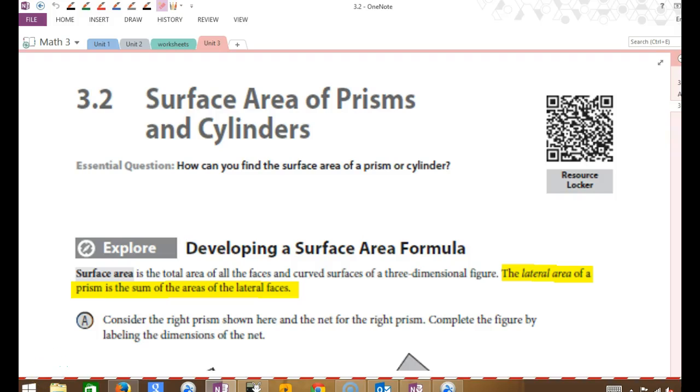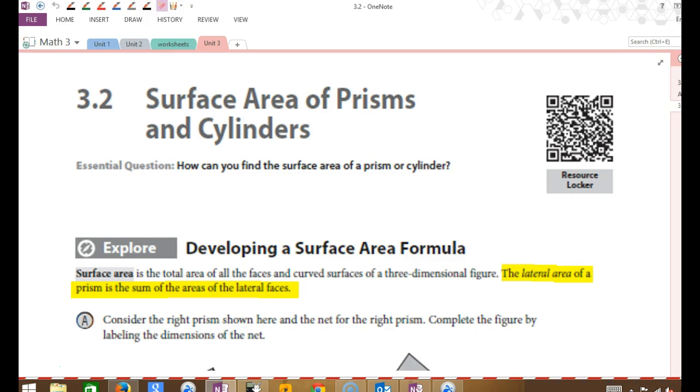Right, so 3-2 is surface area of prisms and cylinders. Okay, so we're just going to go over finding the surface area of these shapes. First of all, we all understand what surface area is. It's like the area on the surface of something.